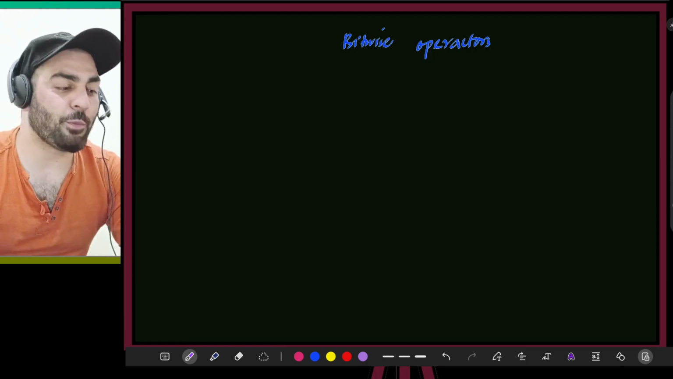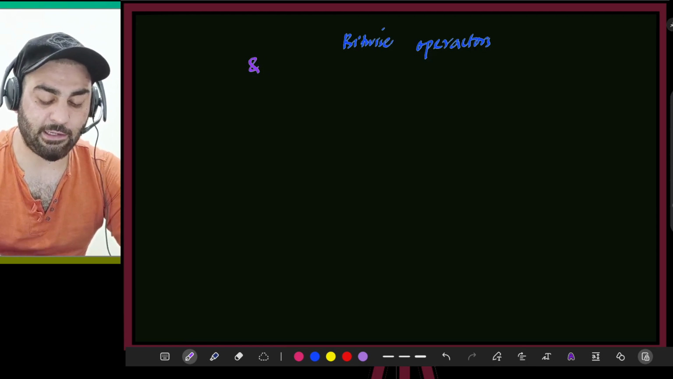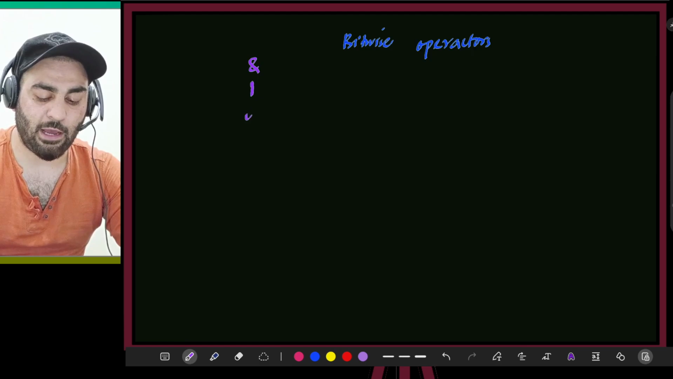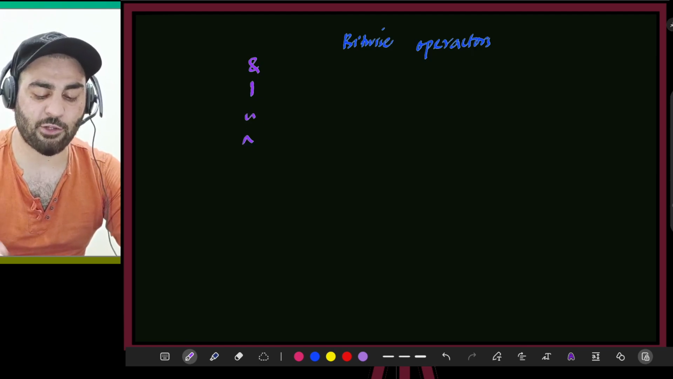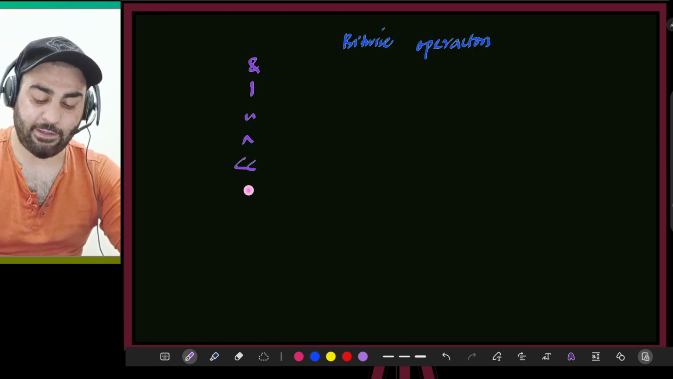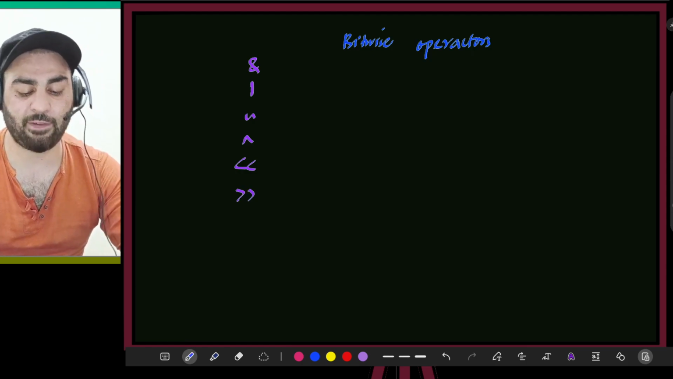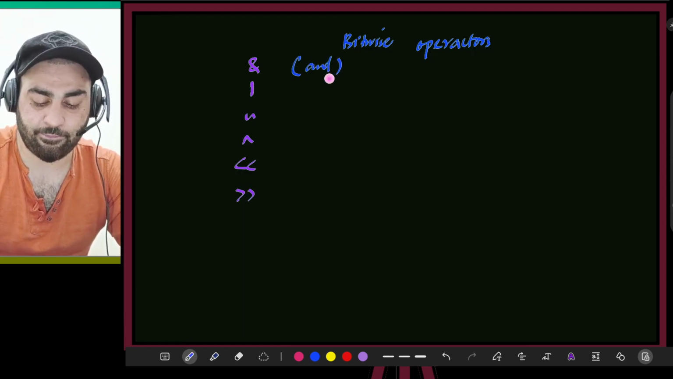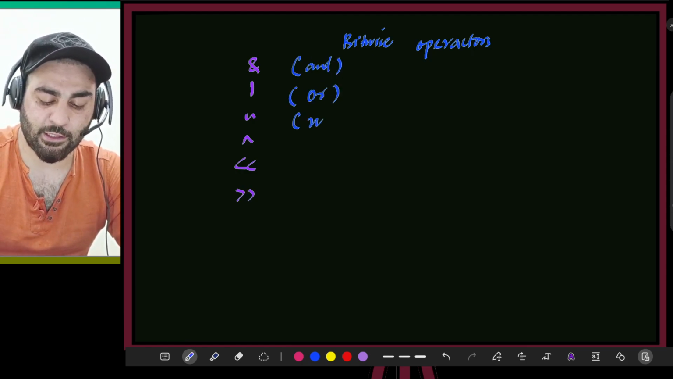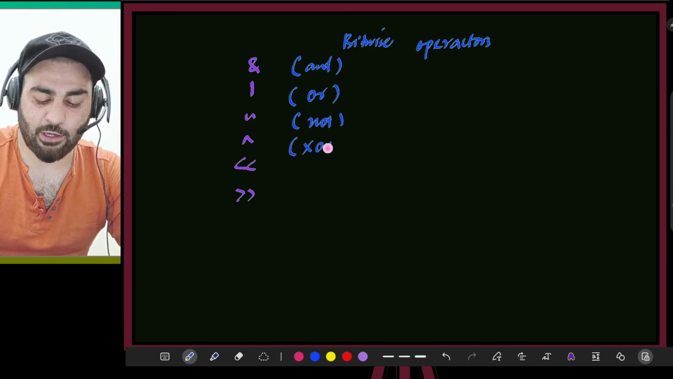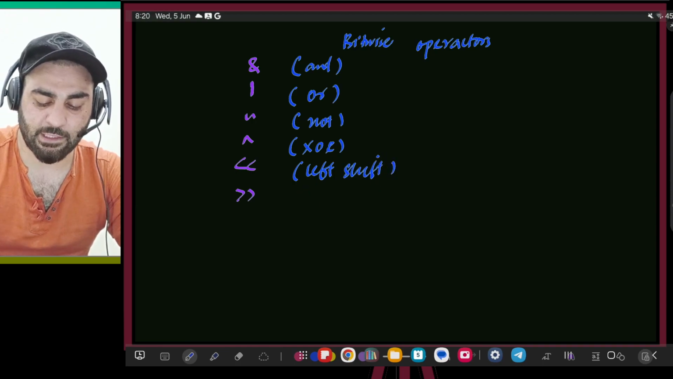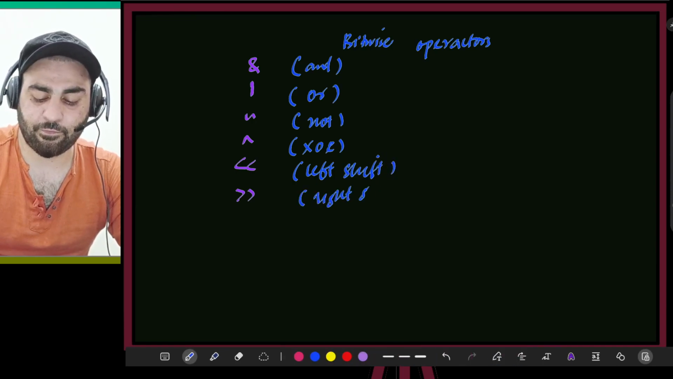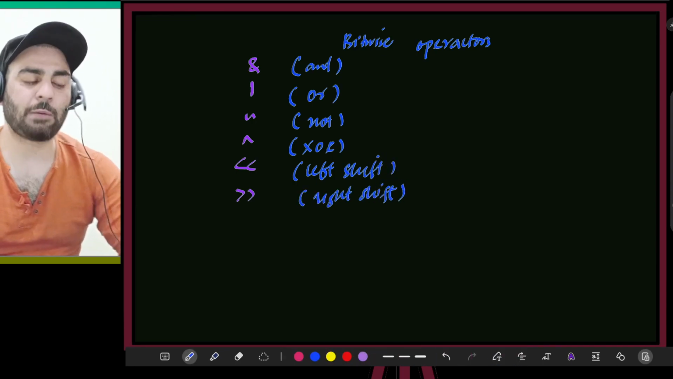So how many bitwise operators do we have? We have AND, OR, NOT, XOR, left shift, and right shift. This is AND, this is OR, this is NOT, this is XOR, this is left shift, this is right shift. These are all the bitwise operators that Python supports.